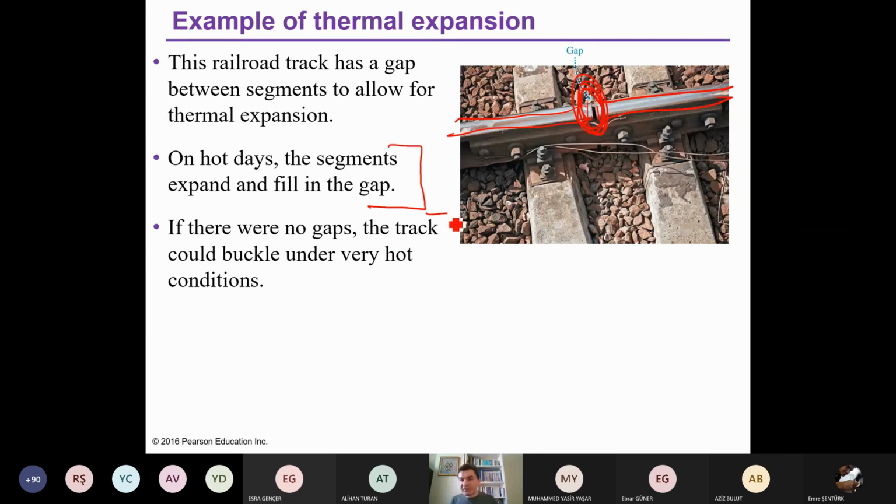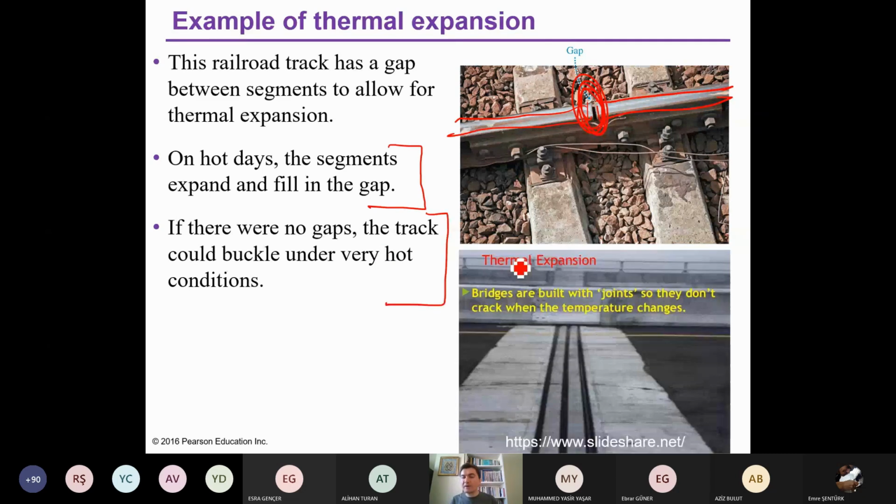And look at the bridges. Maybe you always see these gaps in the bridges. There is a huge gap, and during the hot days, this gap will decrease, and on cold days, this gap will increase. Okay, if you don't put these gaps on bridges, then they can collapse.